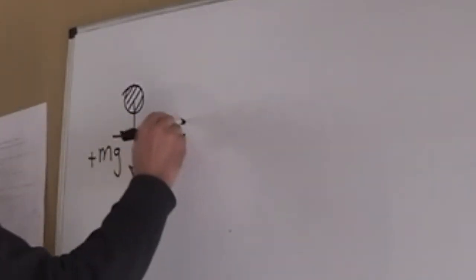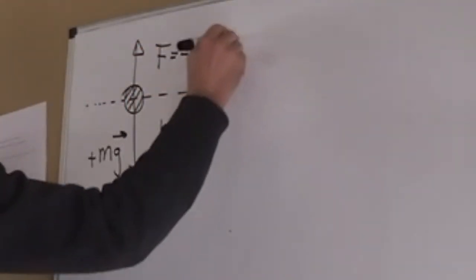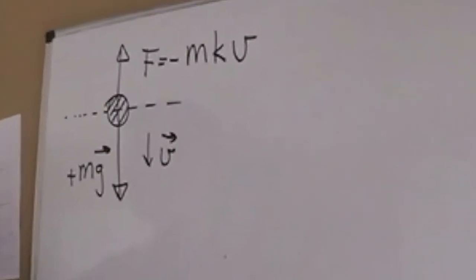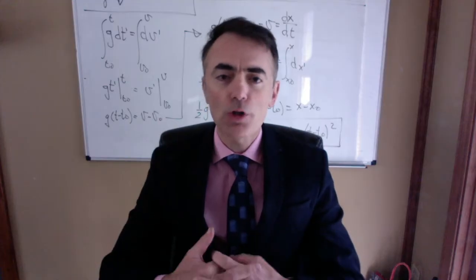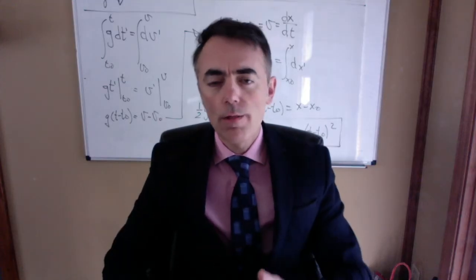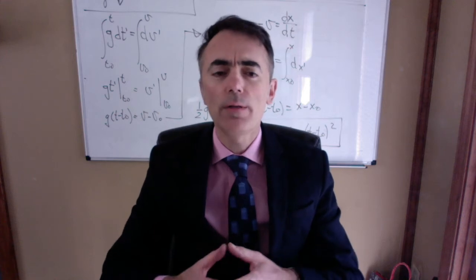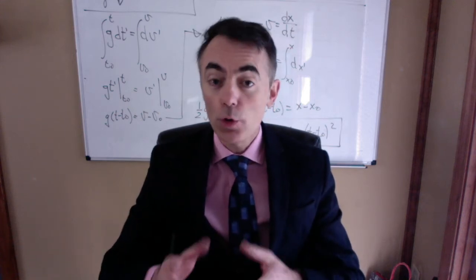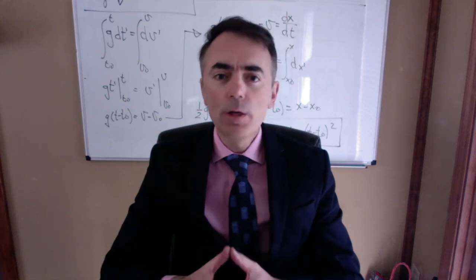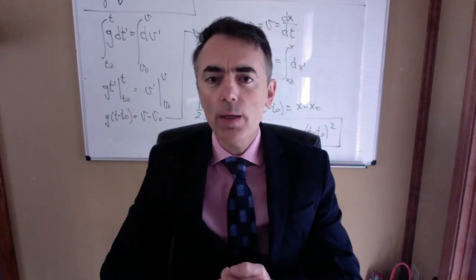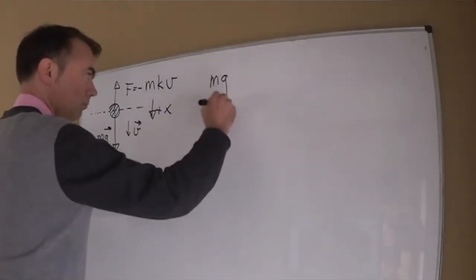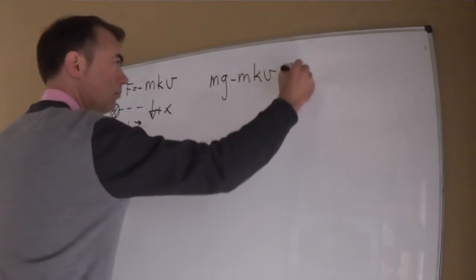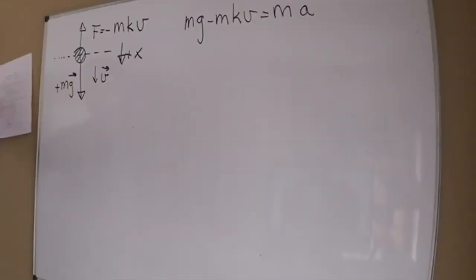So the force of friction can be written as minus mkv, minus because it opposes the motion, and k is the proportionality constant. This constant will depend on the fluid, air, on the material of your clothes, and on your shape. The new differential equation to solve now is mg minus kmv equals ma. So let's solve this differential equation.